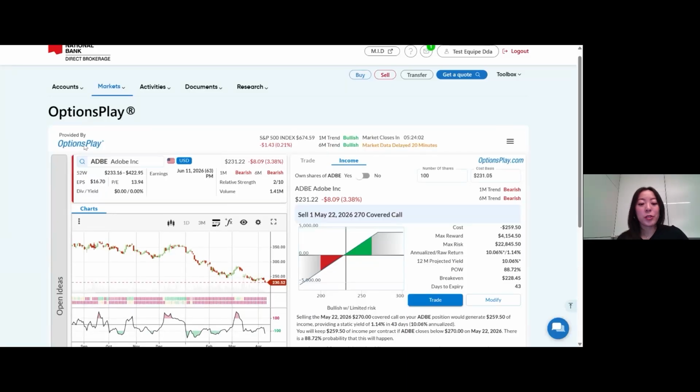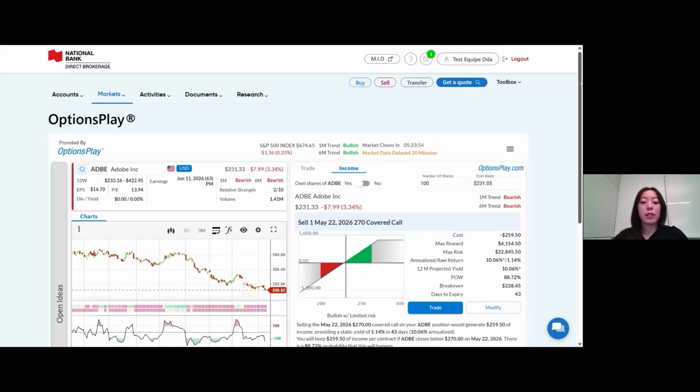Now, I would say OptionsPlay is ideal for investors who understand option basics and want something that is more of a guide to placing your first or your very next options trade. It does a lot of the analysis for you already that traditionally you would have to do on your own. And it's great for both types of options traders, either using it to speculate or using it for income generation.